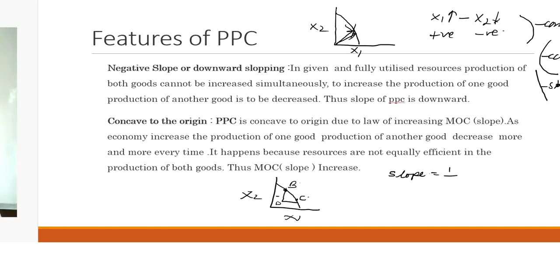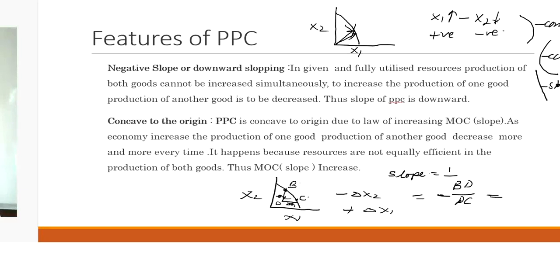That is minus delta X2. Minus delta X2 indicates a fall in production of good 2. And on the X1 axis it is delta X1, and delta X1 is positive. That means the production is increasing. So according to this diagram, the slope is equal to BD by DC. DC is positive, BD is negative, so the slope will be negative.